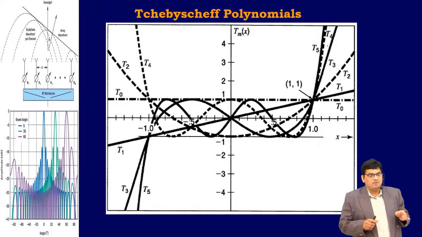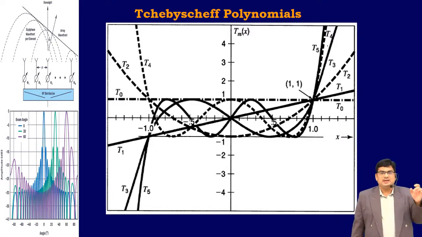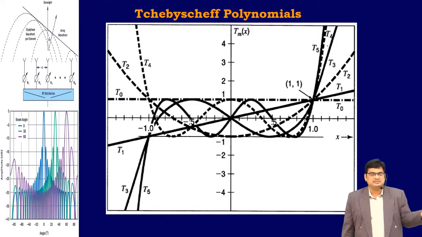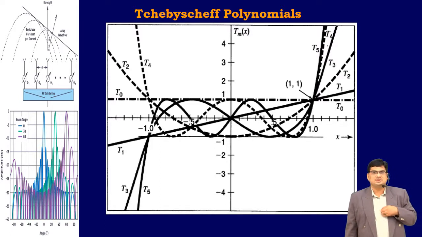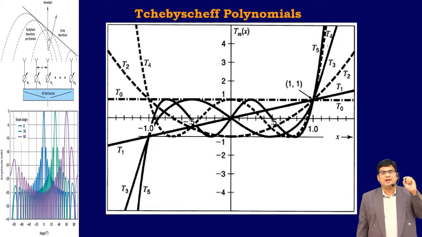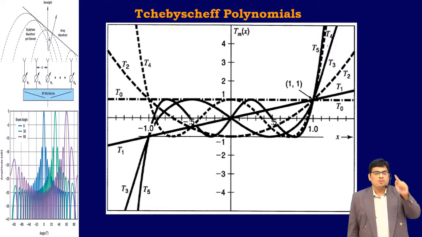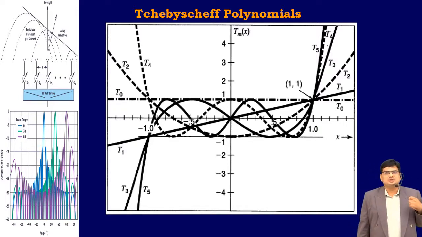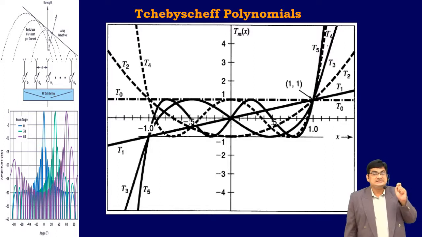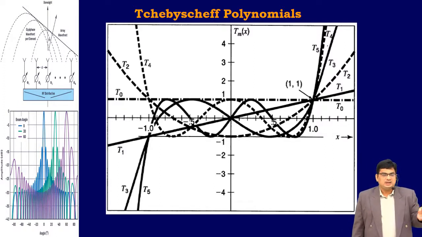In the polynomial curve we draw the curve taking the x axis as the x elements and the y axis as Tm of x. For m equal to 0, what will happen? T0 of x is equal to 1. So that line is a straight line at amplitude 1. After that, T1 of x is equal to x. Like that, for all the polynomials we draw the curve.